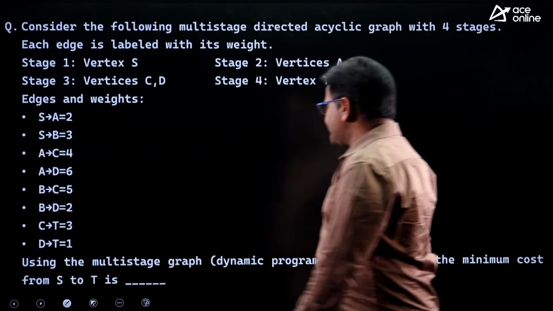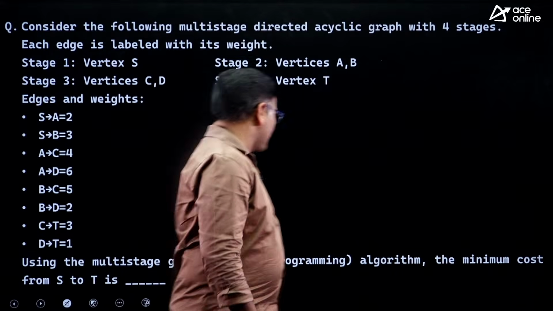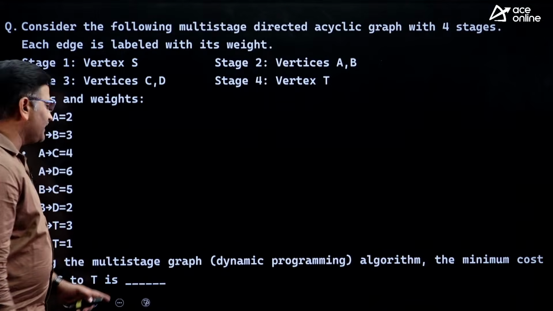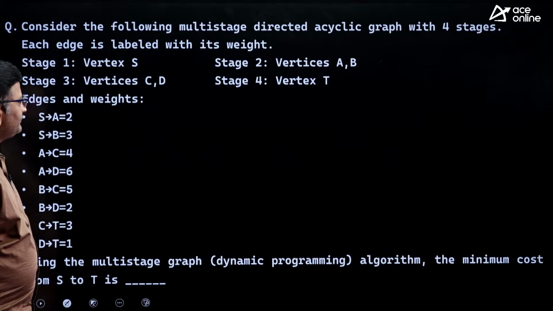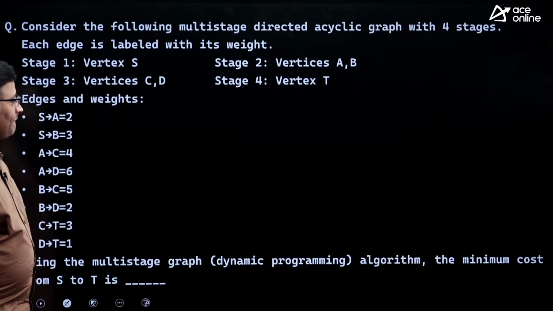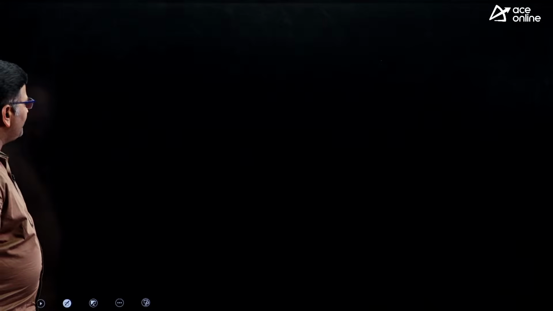They are asking, using the multi-stage graph dynamic programming algorithm, for the minimum cost from S to T. Take a snapshot and you can practice it. This is the algorithm we already covered, no need to discuss, that's all.